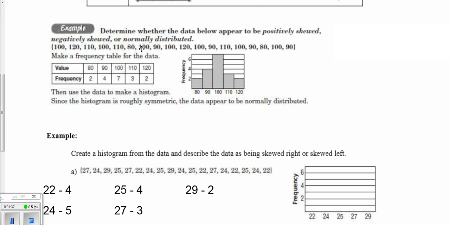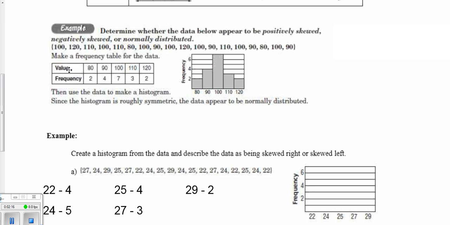For example, if we want to determine whether the data below appears positively skewed, negatively skewed, or normally distributed. Now, they took all of these data points, things like 100, 110, 90, 120, 80, numbers like this. They made what's called a frequency table. That just says here is our value, 80, 90, 100, 110, and 120, and wrote down the frequency, so how many times it happened. 80 happened twice. We can see it here and here. 90 happened 4 times. 1, 2, 3, and 4. So that would be our frequency table.